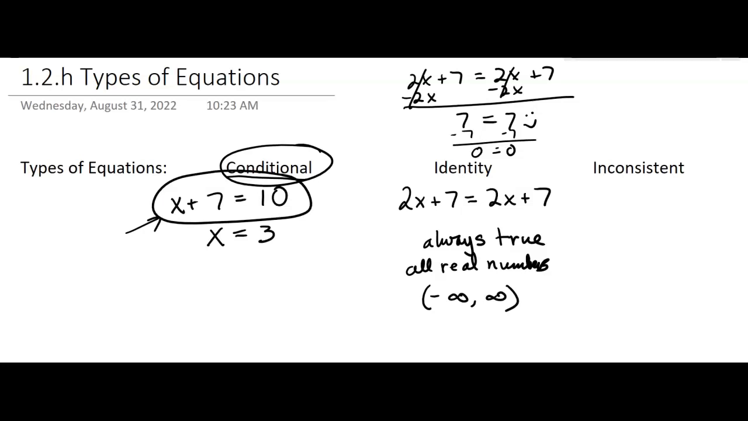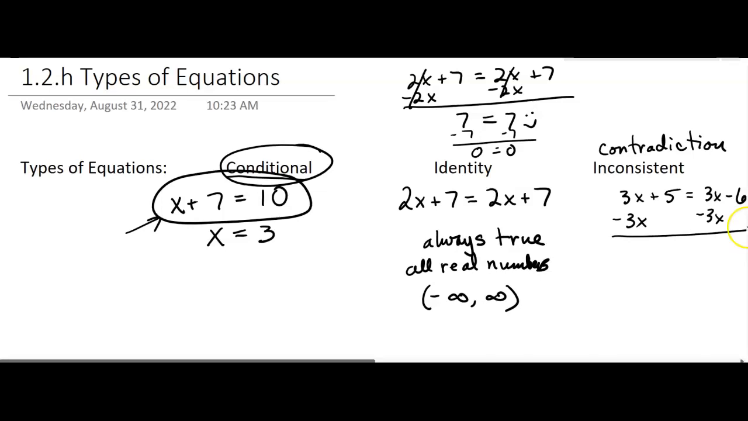Okay, then our third type of equation is inconsistent. Sometimes they'll call these a contradiction. Some textbooks use the word contradiction. Okay, so let's say we have 3x plus 5 equals 3x minus 6. Well, we're solving our equations. We're getting x on one side. And look at what happens. The x's cancel here, and the x's cancel here. And we get this statement, 5 equals negative 6. Well, that is not true. In fact, it's never going to be true.